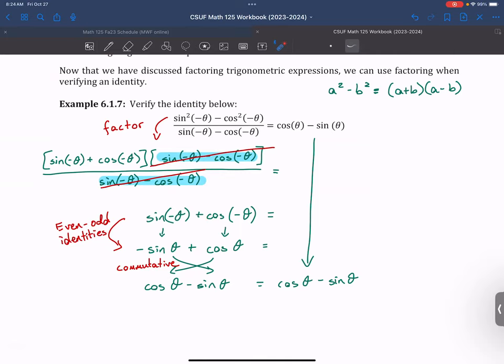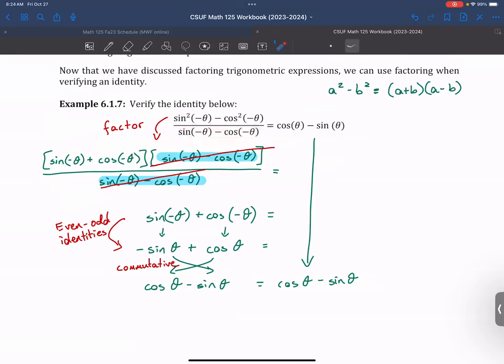There are other identities we can use here, although I don't see them being as useful. For example, sine squared can be replaced with 1 minus cosine squared theta, or negative theta, I guess, in this case. And then we can combine this cosine squared with this cosine squared. So there is another way to go about it, but I don't know how you would simplify it with the denominator. That's why I didn't go in that direction.